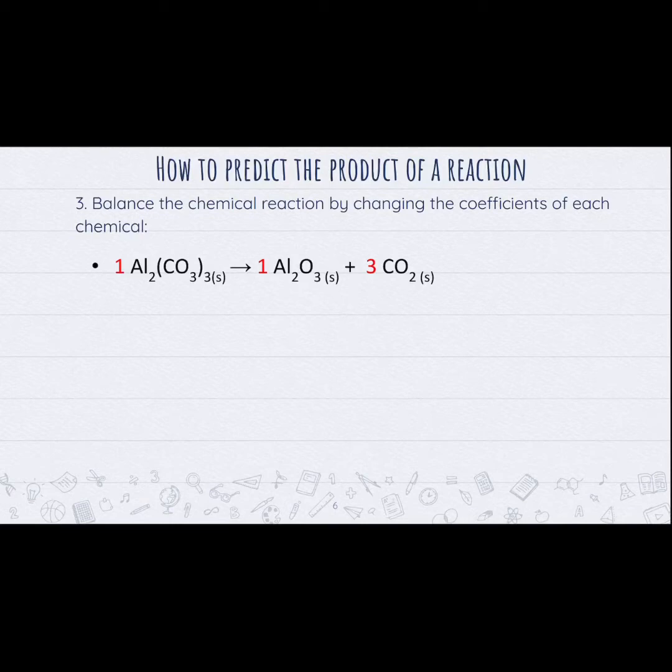So this is already balanced for you. All you had to do was move the 3, add that 3 in front of CO2. So now I have 3 carbons on both sides of that arrow, but I also have 6 oxygens on both sides, so everything is balanced.